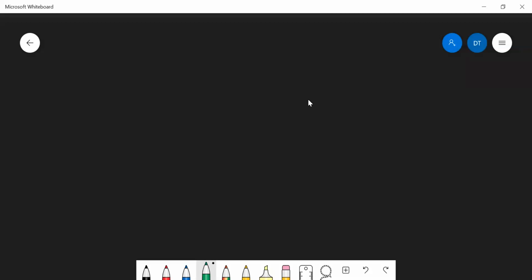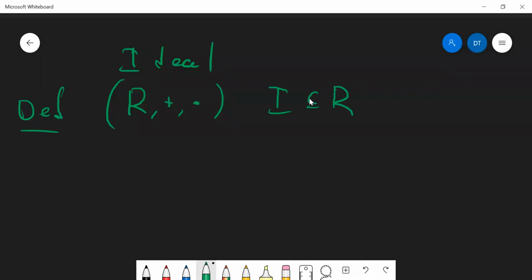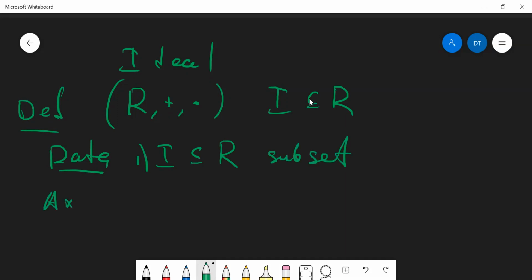So here we have the notion of ideal. So what is an ideal? Suppose we're given a ring, and I want to define an ideal of this ring. As usual, let's start with the data. The ideal must be a subset. First of all, this is a subset. And now the axioms.